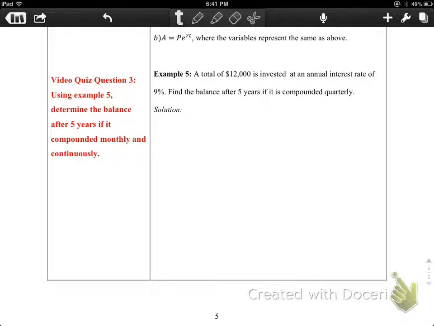Okay, so for example 5, the problem says we have a total of $12,000 invested at an annual interest rate of 9%. Find the balance after 5 years if it is compounded quarterly. Okay, so once they say find the balance, we already know they want us to find A. And if they want us to find A, that must mean they've given us enough information to find the other variables. Our principal was given, so that's $12,000.